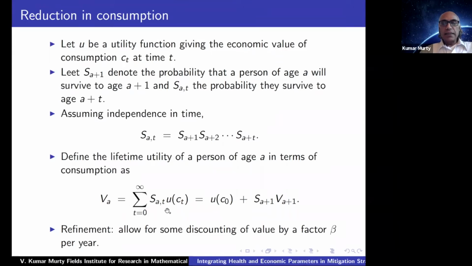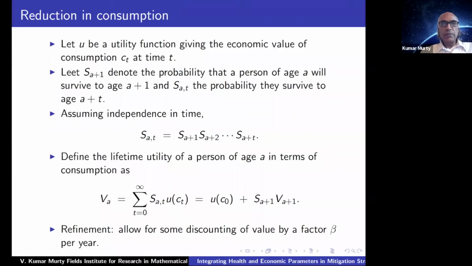And that is considered the lifetime utility of a person of age a. So that's their expression. And if you take the t equals 0 term, S_A of course is 1, so you get U of C_0, plus then from t equals 1, you can factor out an S_{A+1}, and you get this formula.